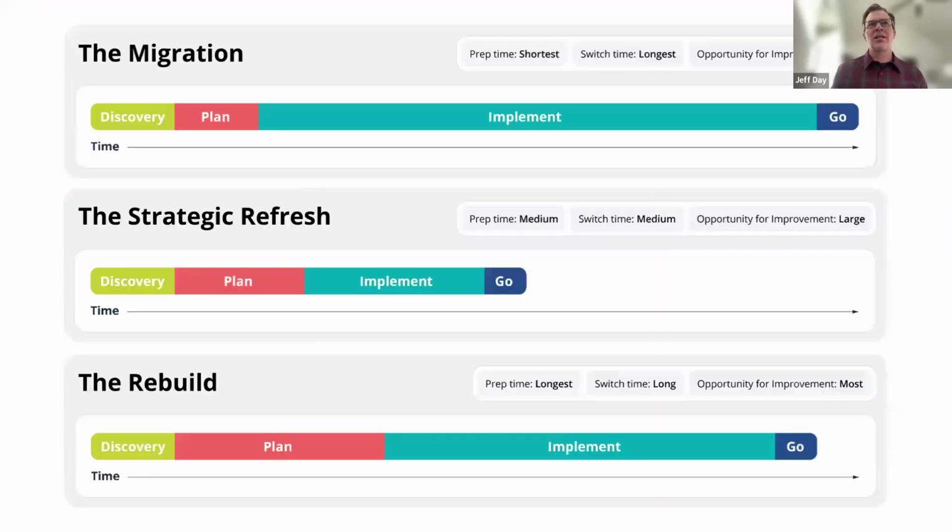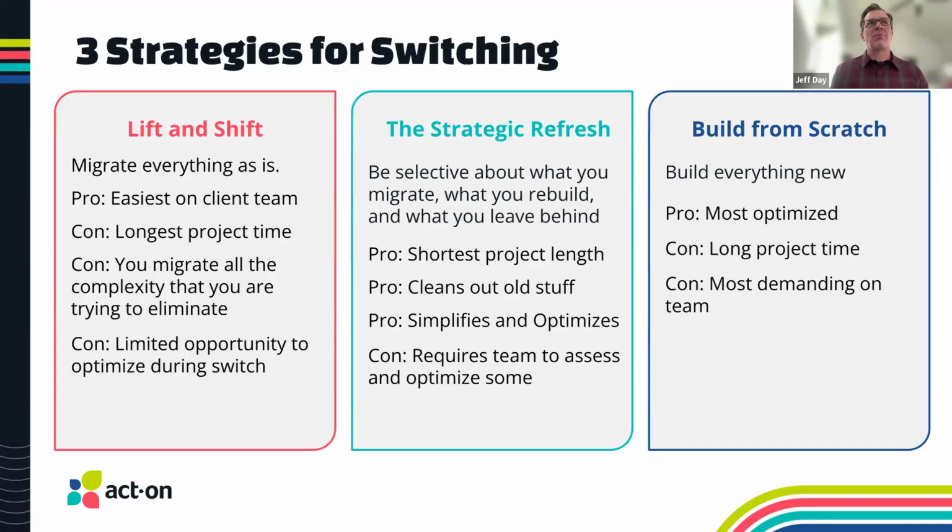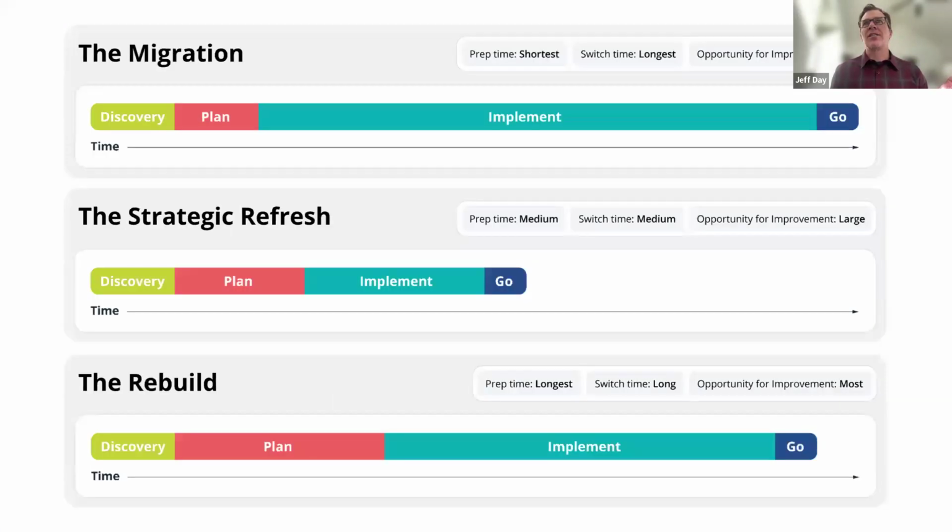So I think, sorry, I'm refreshing my slides a little bit here. We can talk about it in this context.